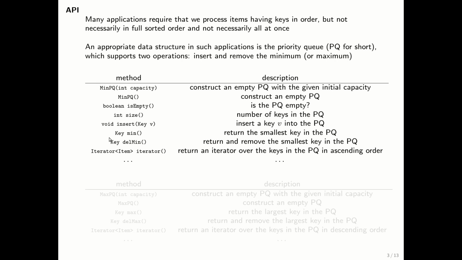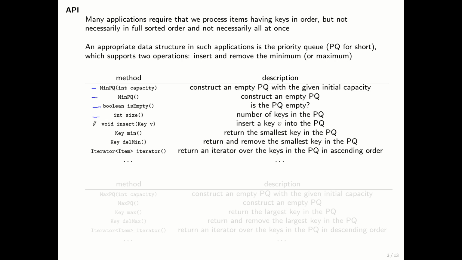Here what you're looking at is the API for the min-pq data structure. You have a constructor that takes a certain capacity as an argument and constructs a priority queue with the given initial capacity. So the priority queue is initially empty, but it has that capacity. There is another constructor that lets you build an empty priority queue, and once you have a priority queue, you can check if it is empty or not using this method. You can ask for its size, which simply returns the number of keys in the priority queue.